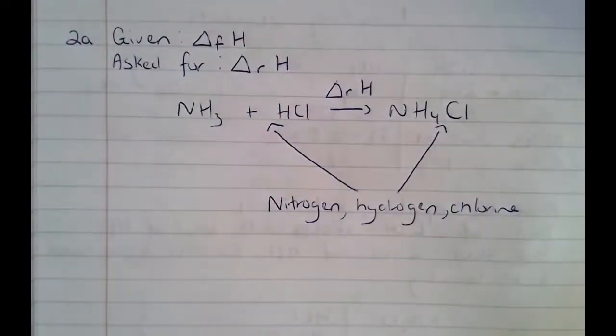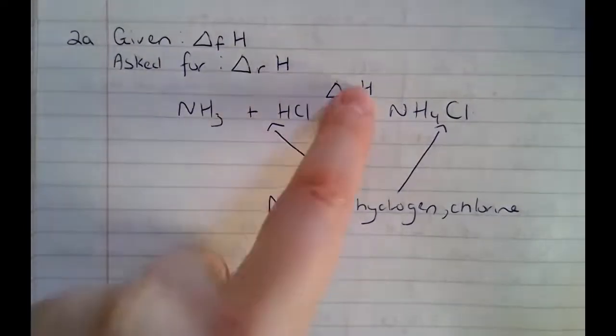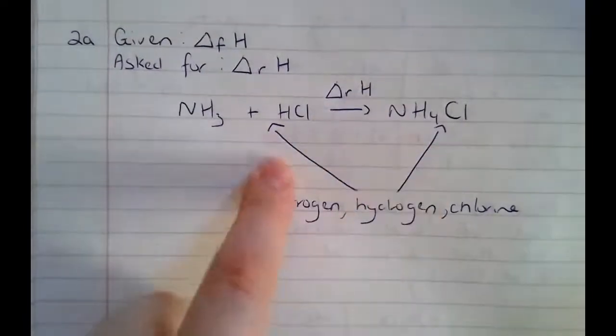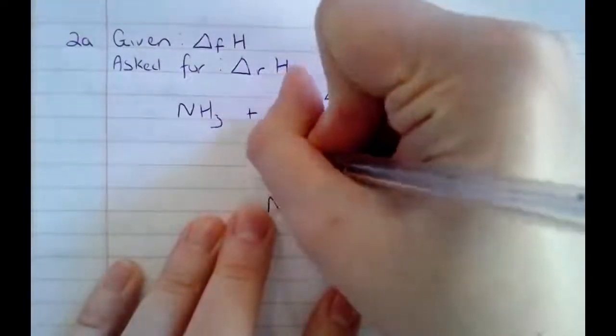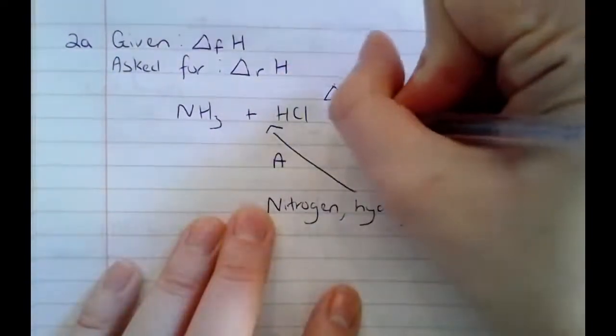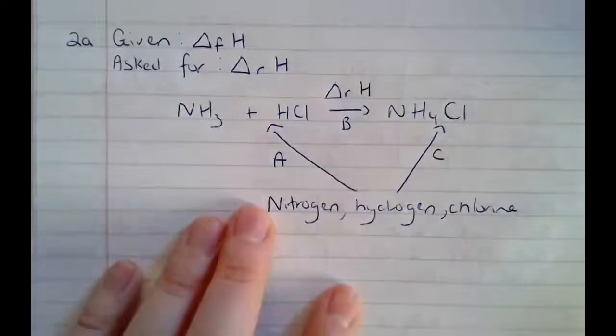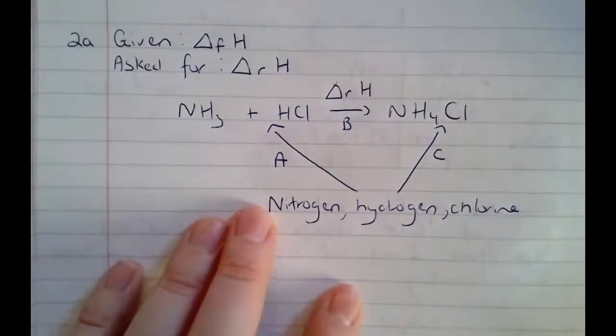I'm going to label these arrows as A, B, and C. It doesn't matter where you start with A. I could start here, here, or even here. I'm just going to start here with the reactants. I'm going to call this arrow A. I'm going to call this arrow here B. And I'm going to call this arrow here C.